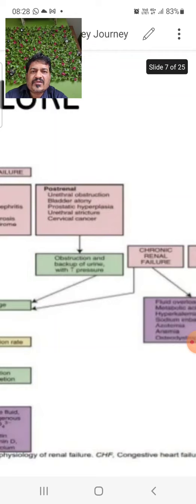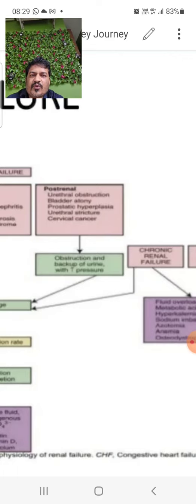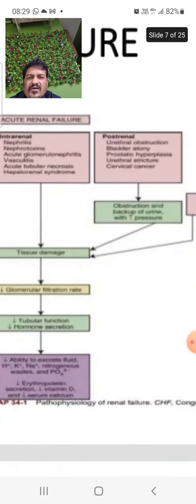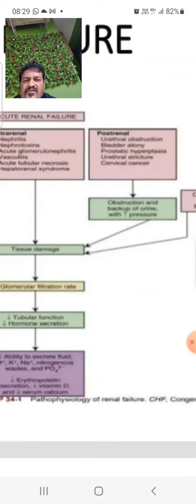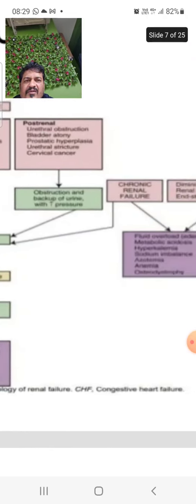The renal causes include urethral obstruction, bladder injury, prostatic hyperplasia, urethral strictures, and cervical cancers, which lead to obstruction and blockage of the urine with increased pressure. And the rest is the same: tissue damage, decreased glomerular filtration rate, decreased tubular function, and decreased hormone secretion, which may lead to a decrease in the ability of the kidney functions.